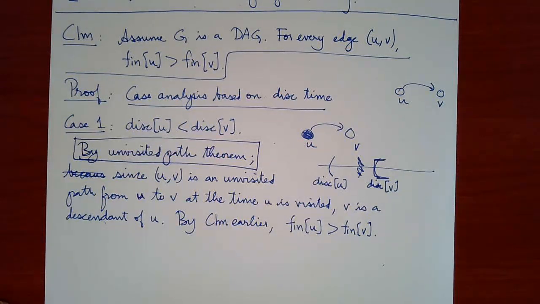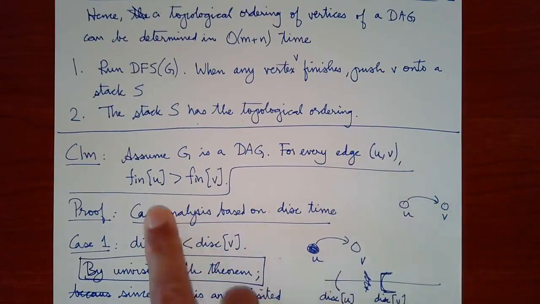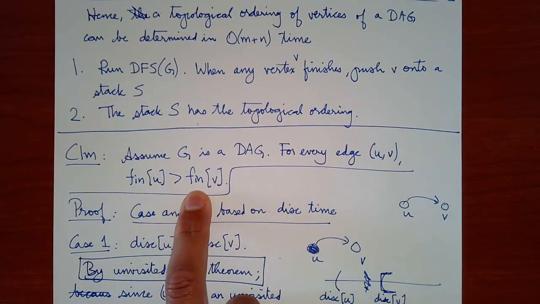Well, I got a question. Yes, go ahead. Can you tell us what's the difference from this claim and the Parentheses Theorem of DFS? It seems similar to me. This theorem says for any edge, the finish time of U is greater than the finish time of V.